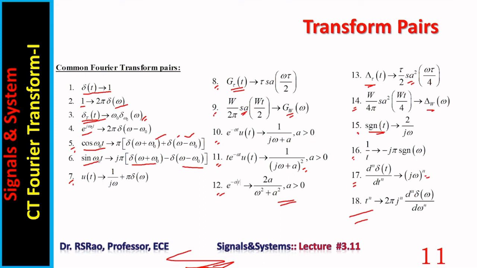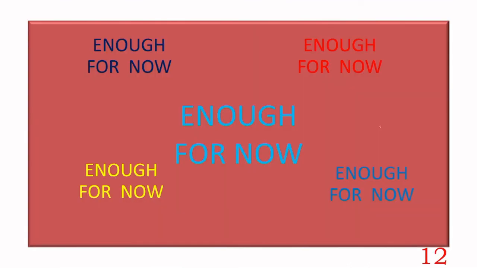Now let us review the aspects of Fourier transforms that are considered in the session. We started the session with defining relations of Fourier transform and inverse Fourier transform, and then Dirichlet's condition, and then various properties of Fourier transforms, and different commonly used Fourier transform pairs are considered.